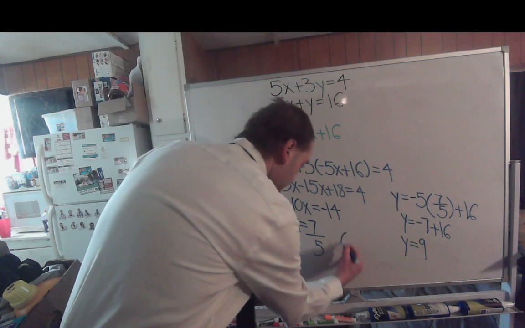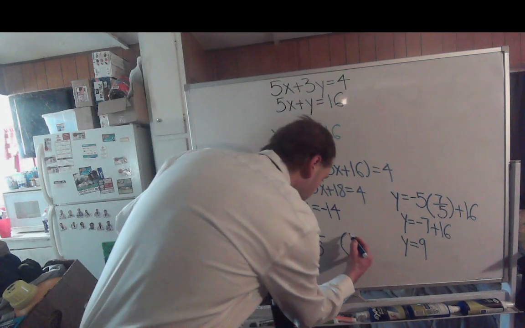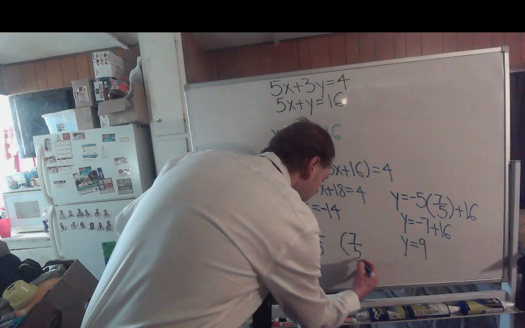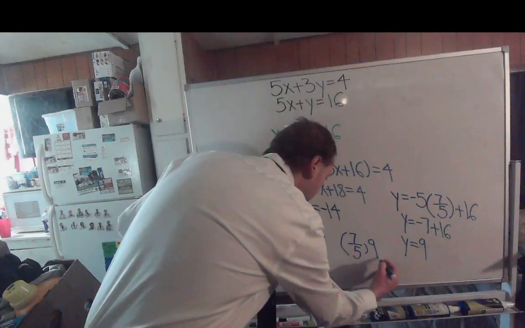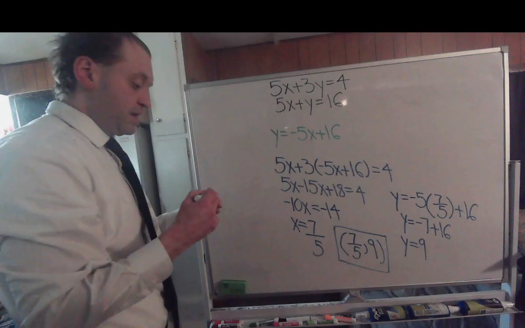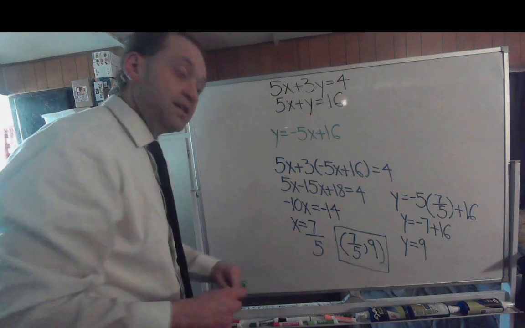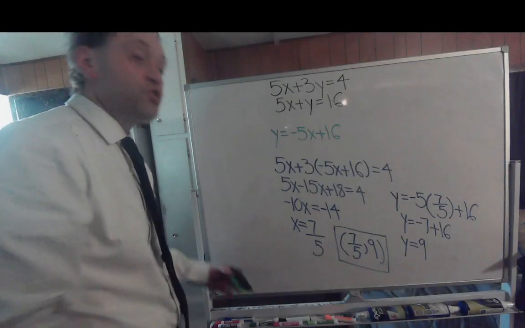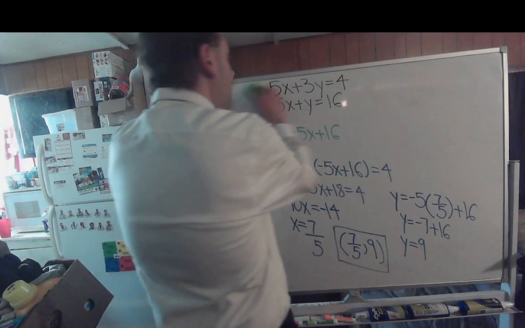So the coordinate for the point of intersection of these two lines, the ordered pair, would be 7/5 and then 9. So these two lines intersect at the ordered pair 7/5, 9. And it is normal to get fractional answers. You will have that sometimes.